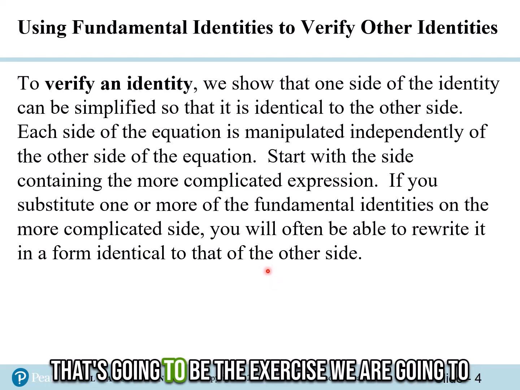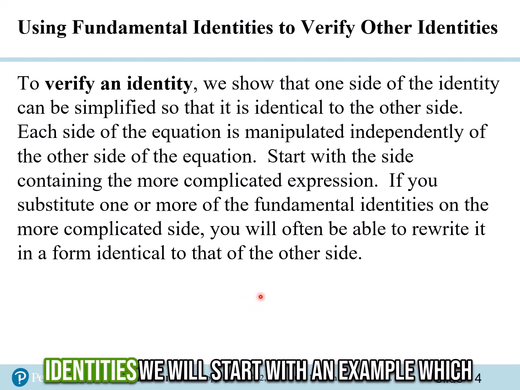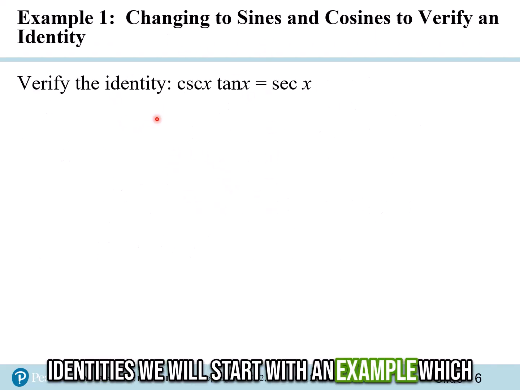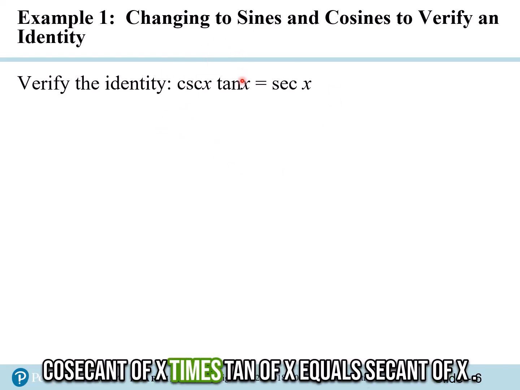So that's going to be the exercise we are going to go through step by step in order to verify identities. We will start with an example which uses a relatively simple identity, which is cosecant of x times tan of x equals secant of x.